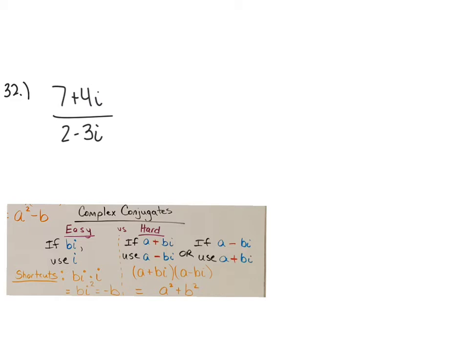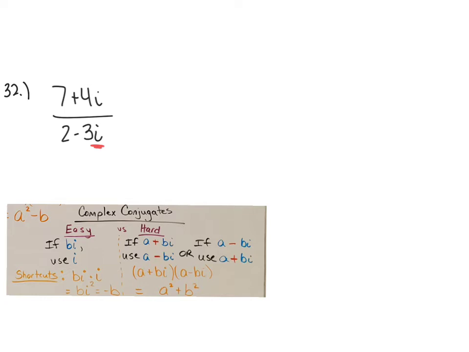All right, so on number 32, I have 7 plus 4i over 2 minus 3i. Sometimes instead of saying simplifying, they're talking about dividing complex numbers. So I'm saying the complex number 7 plus 4i divided by the complex number 2 minus 3i. We just have to remember you cannot have a radical in the bottom. That's what we learned in 1.5.